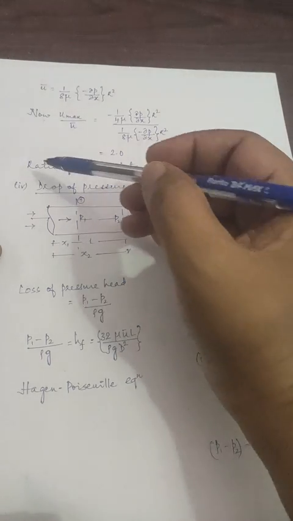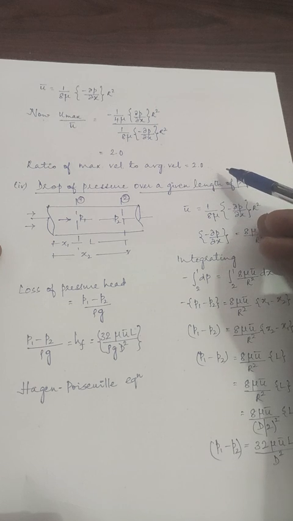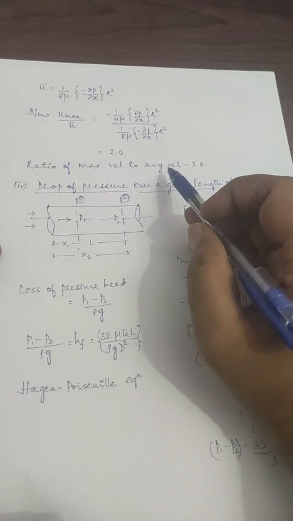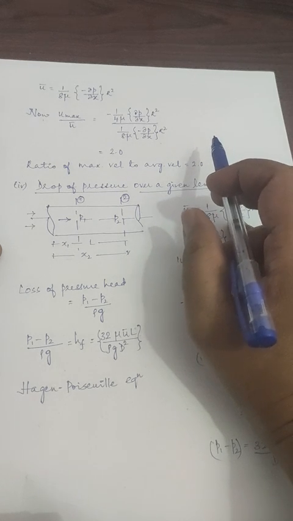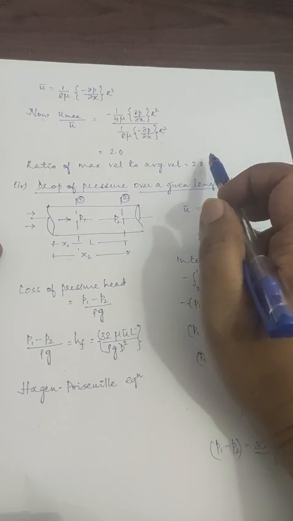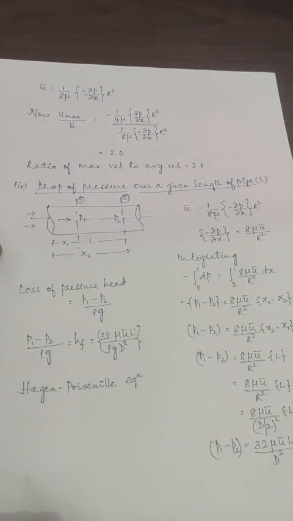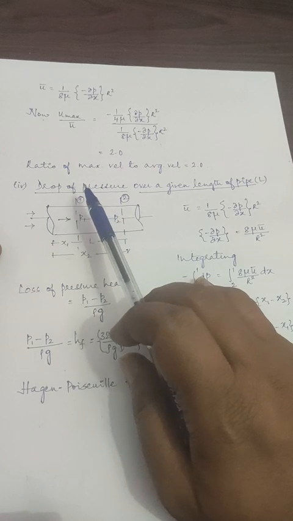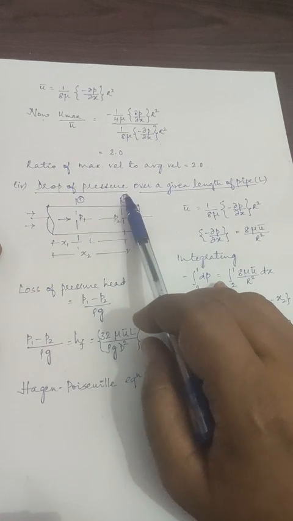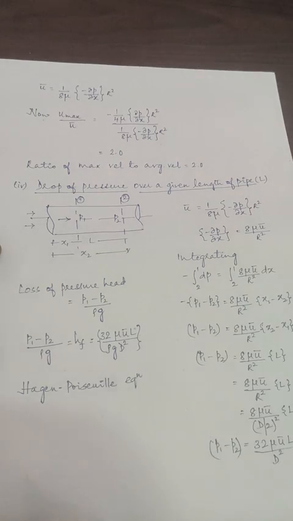In the examination also you will be asked to prove that the ratio of maximum velocity to average velocity is 2 in the case of laminar flow through a circular pipe, for which you need to derive this part of the equation. Then the fourth equation in Hagen-Poiseuille's equation is the drop of pressure over a given length of the pipe, capital L.